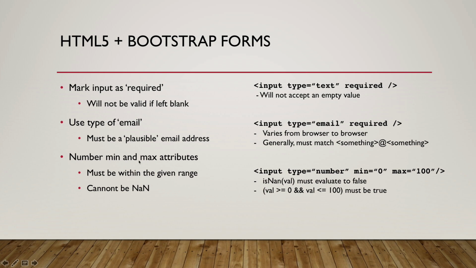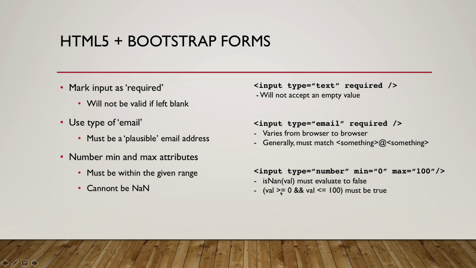When you do numbers, you can use min and max values to constrict the range. So simply marking it with the type number means that it cannot be NaN. You remember, not a number. So the function isNaN, given the value, must evaluate to false. It needs to actually be a number. Notice there's a typo there. That should be a capital N-A-N. The A is lowercase, but the N's are capital.